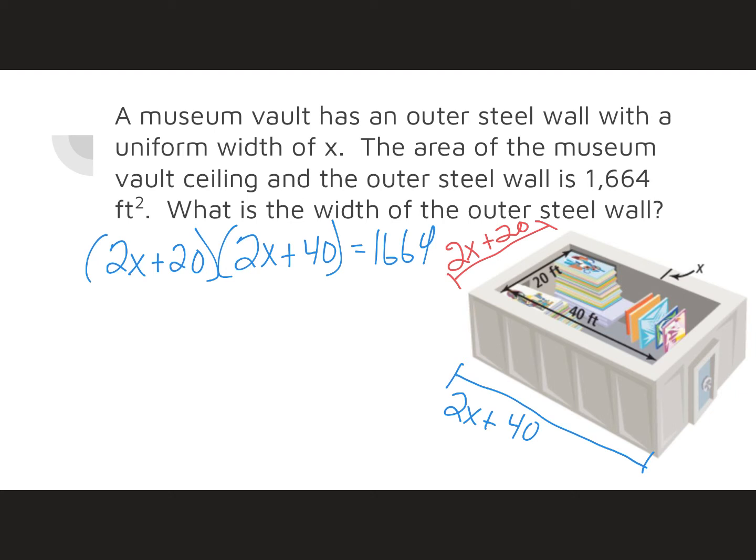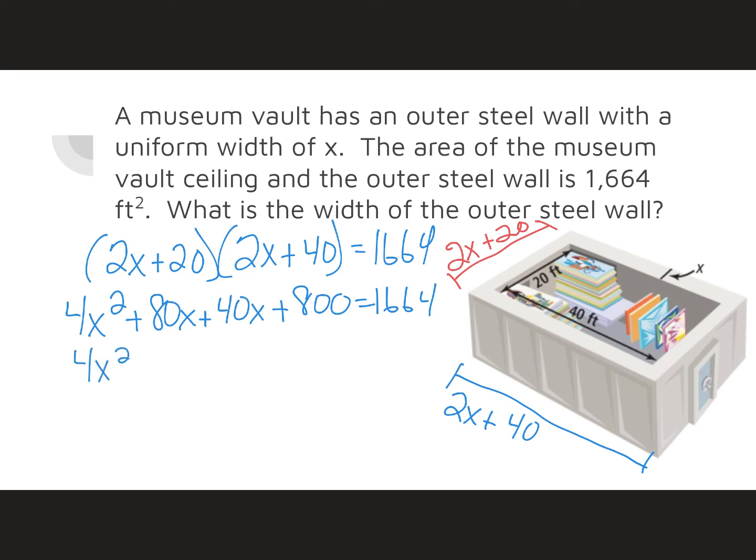So when I multiply that out, I get 4x squared plus 80x plus 40x plus 800 equals 1664. We combine like terms, I get 4x squared plus 120x minus 864, because I'm going to go ahead and subtract the 1664 to the other side, equals 0.